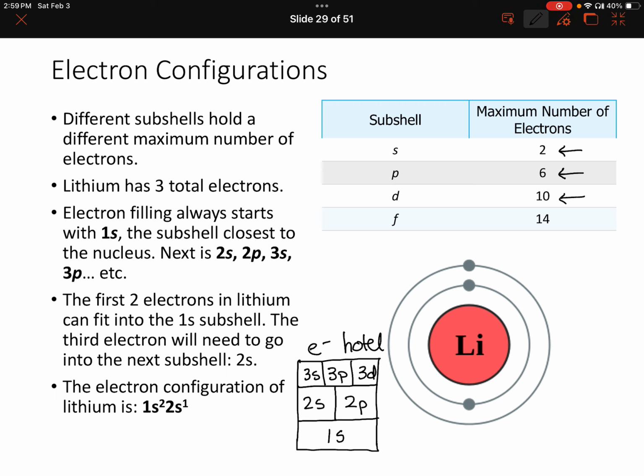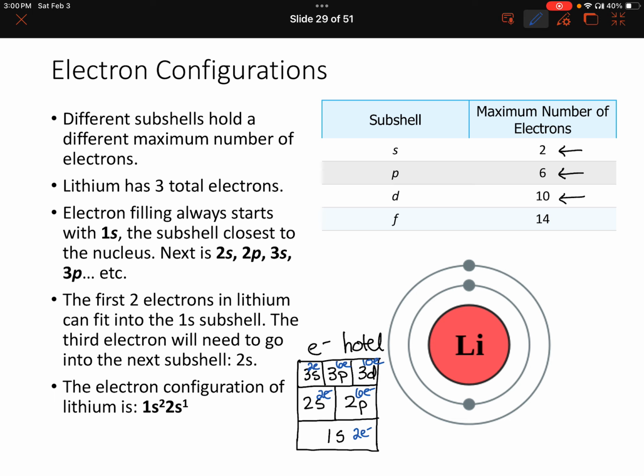So now we can start to figure out how many electrons go into each room. So again, in the 1s room, we can only have 2 electrons. In the 2s room, that can only hold 2 electrons. But the 2p room can hold 6 electrons maximum. And then 3s can only hold 2 electrons, 3p can hold 6, and 3d can hold 10.